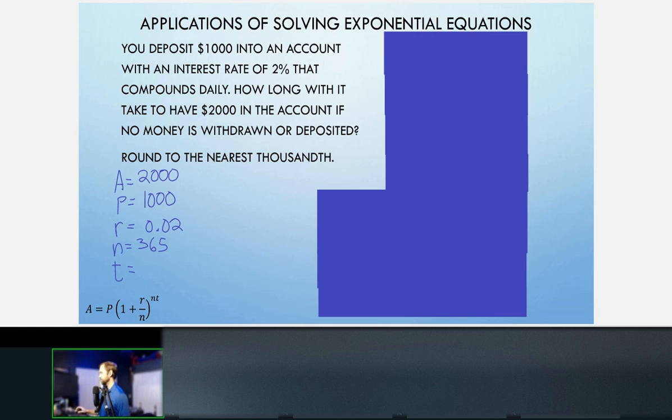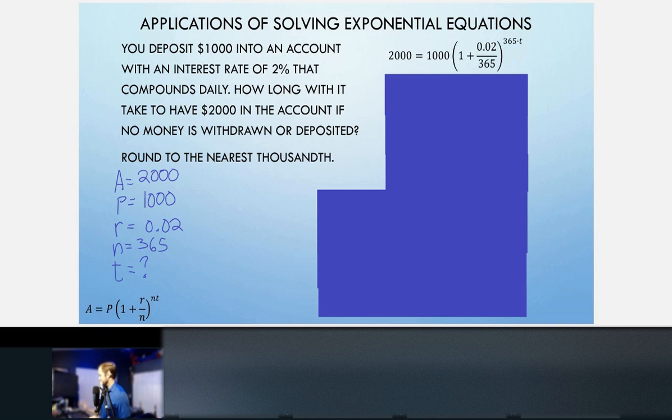And what does t equal? We don't know. That's what we're trying to solve for, the time. So I'm just going to put a question mark. So let's go ahead and take everything that we wrote down and plug it into the formula to set it up. And then confirm that what you have and what I have are the same.